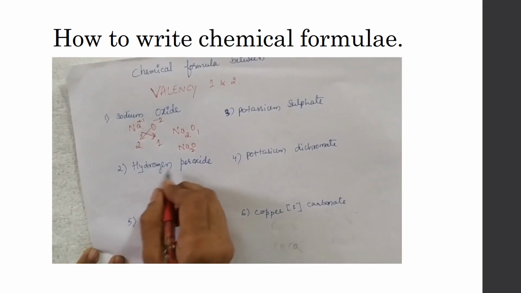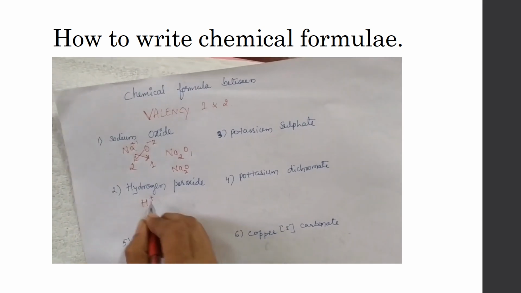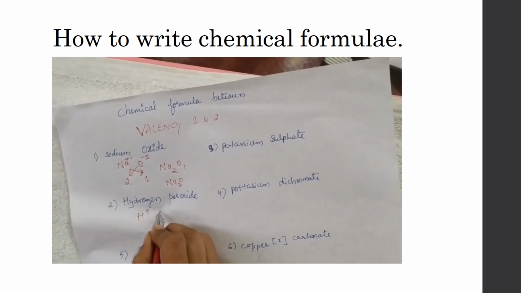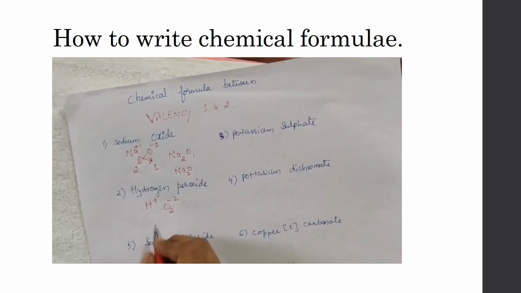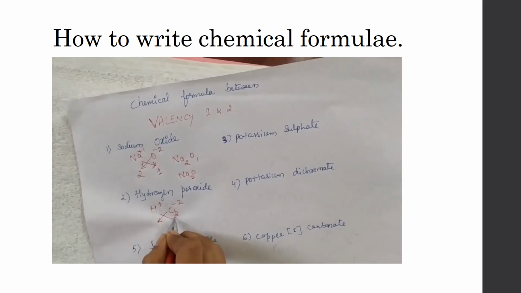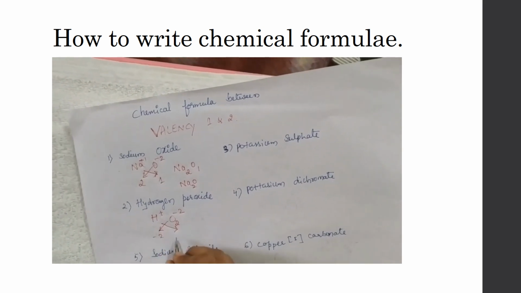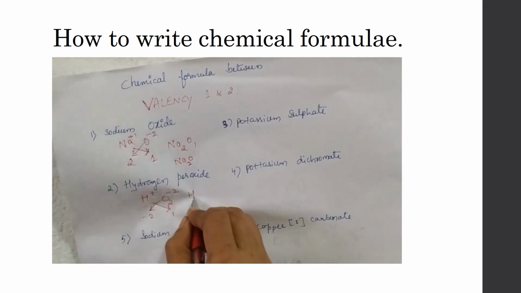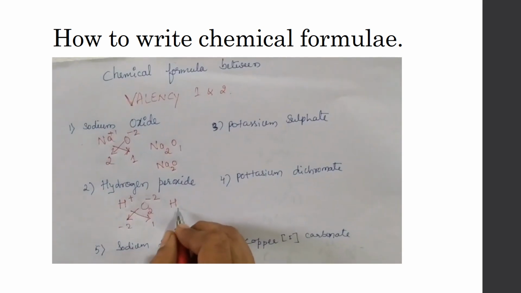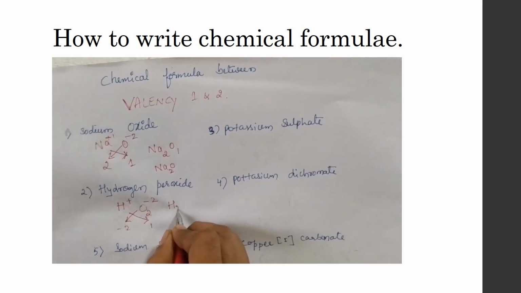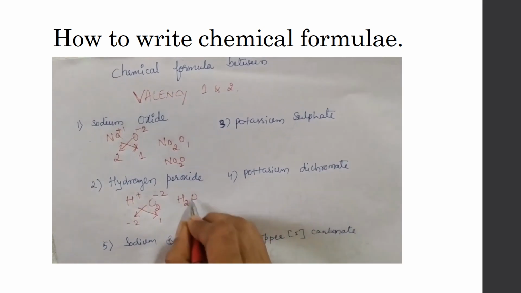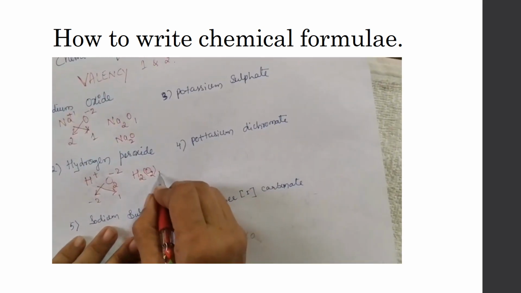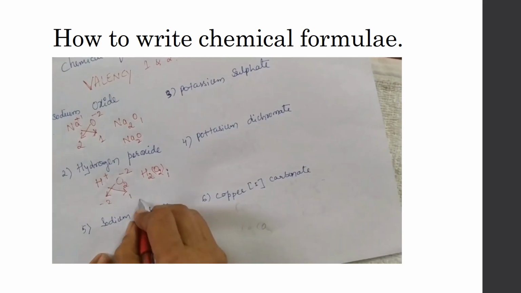Formula for hydrogen will be H plus, whereas peroxide is O2 minus 2. Here again we will write like this. Minus 2, this one will be 1. Now, H2O2, we have to write this one in bracket. Now it will become H2O2.